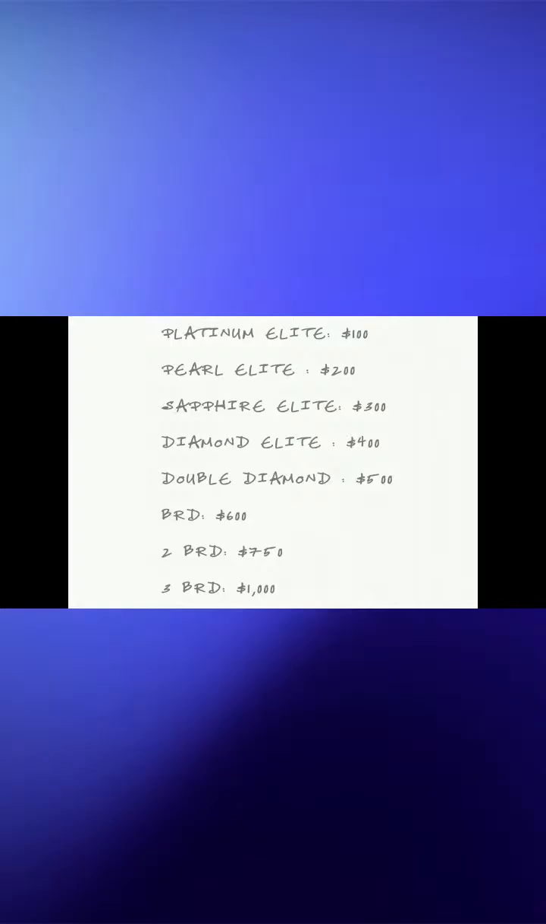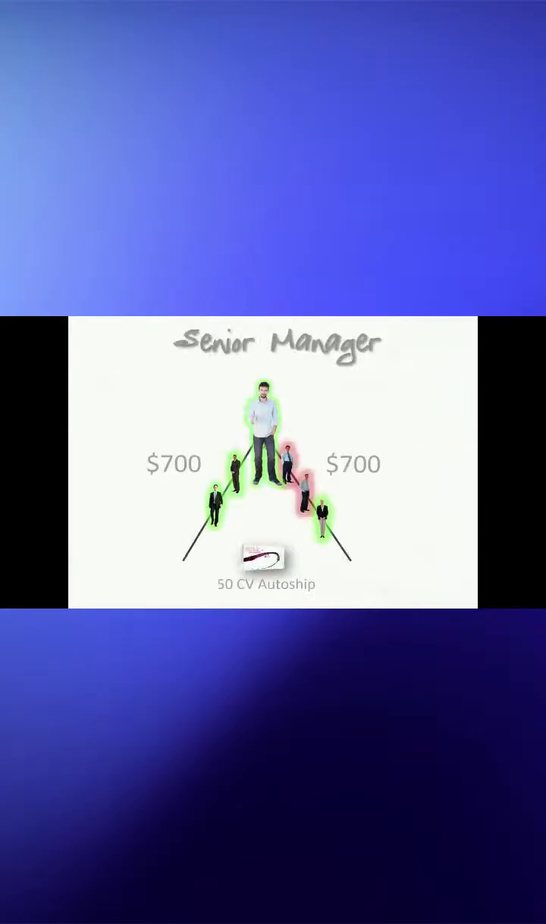Now, this is a chart in your back office that shows you the requirements for each rank, but we're going to go through them right now. To become a manager, all you need is $300 on your left team, $300 on your right team, and you need to have 50 commissionable volume points of personal product consumption on a monthly basis.